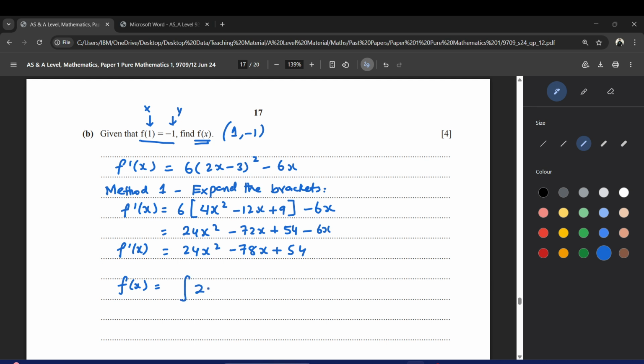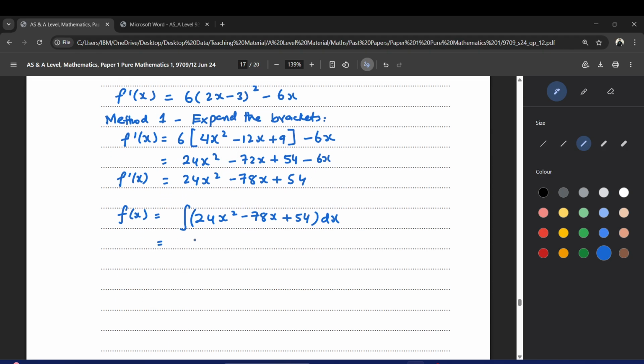Okay, now in order to find f of x, you have to integrate this. Since there are no limits given here, this is an indefinite integral. So you have to integrate the function with respect to x. So this becomes 24. You add 1 to the power, so the new power is 3. Divide by the new power. Again you add 1 to the power, so originally this is 1, so new power becomes 2. Divide by the new power, plus 54x plus c.